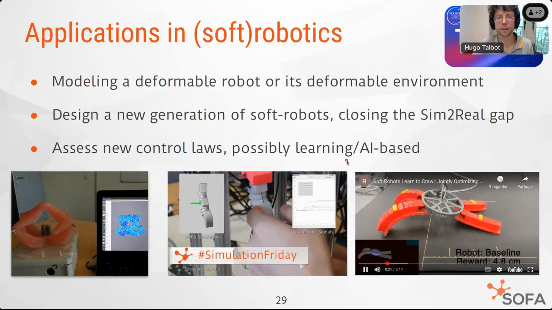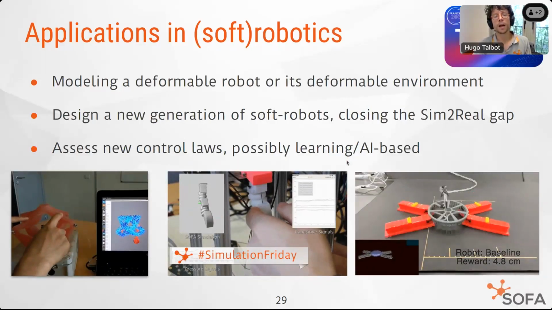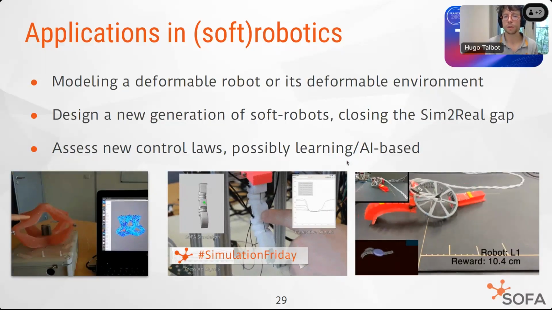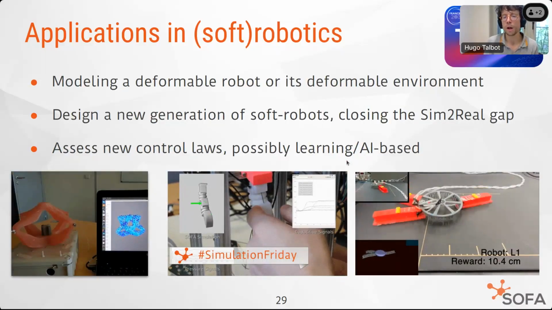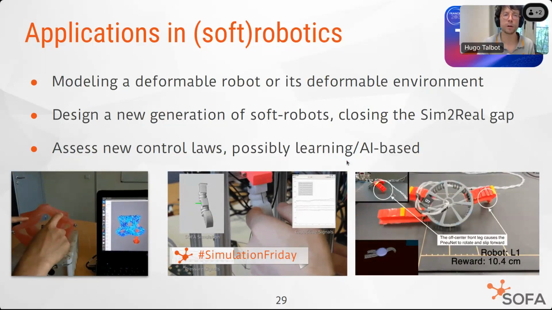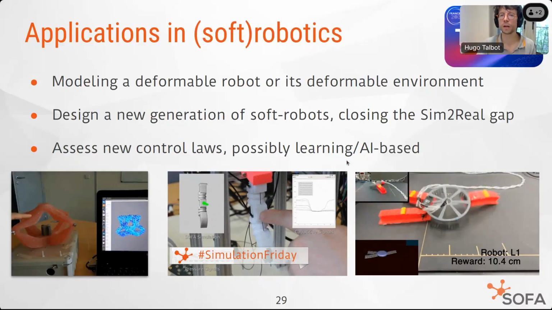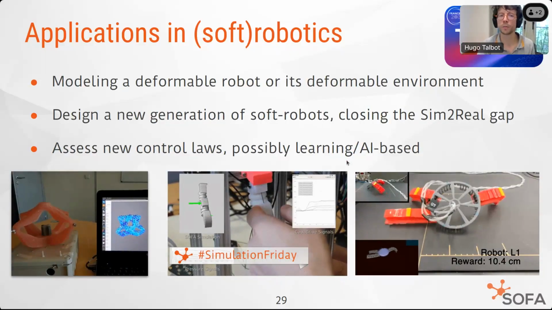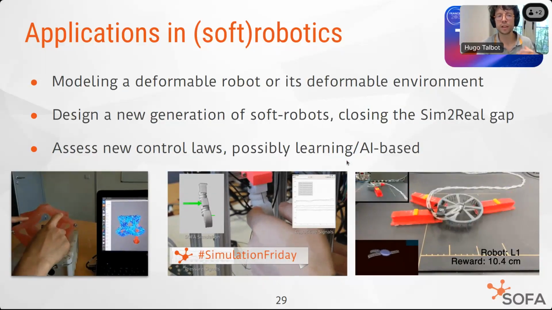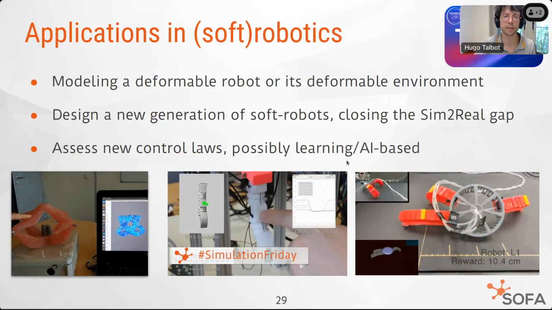Second application field, soft robotics. Soft robotics, as I said also in the introduction, we can use simulation to model deformable robots, but we can also use simulation to model a robot which is partially deformable, or a robot that will interact with a deformable environment. And we can use simulation to design new generations of robots, like those deformable robots, as I said before.